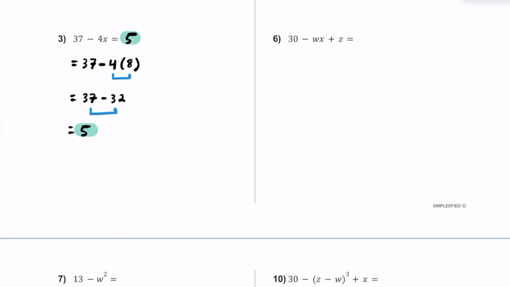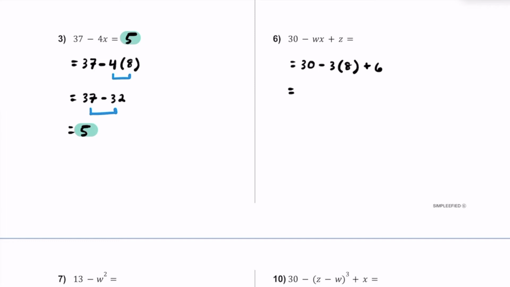For number 6, we have this expression of 30 minus w times x, plus z. So let's go ahead and substitute in. First, we have 30 minus, we have w times x. Now w is 3, and x is equal to 8. So we have 3 times 8 and then plus z, which we know z is equal to 6.